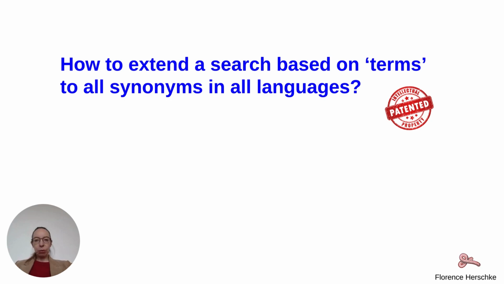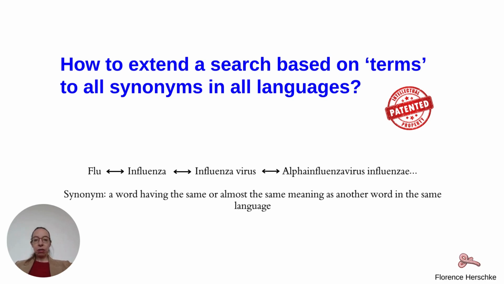If you're performing competitive intelligence, you will want to look for all patents on a given topic. And it is often easy to forget synonyms. So, for instance, the influenza virus is sometimes referred to as flu or influenza virus, or the ICTV species name Alphainfluenzavirus influenzae, etc. To help you, there is a simple tool on Patentscope.